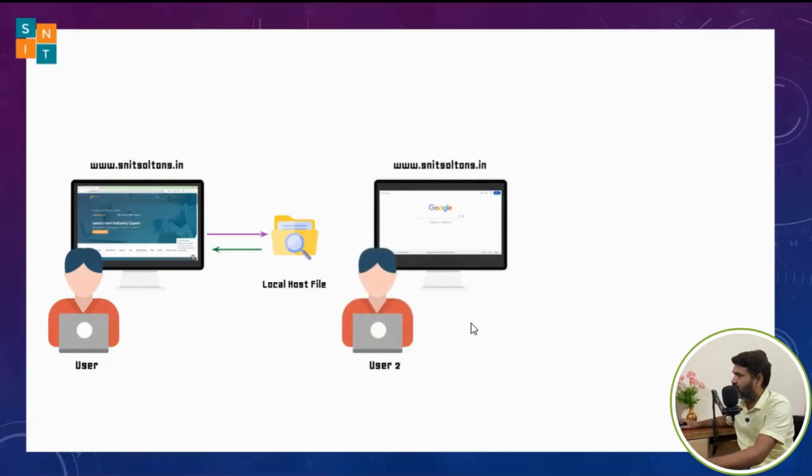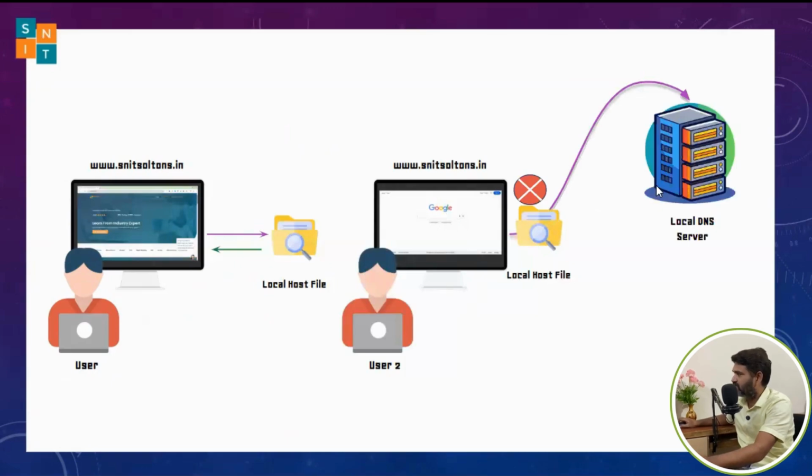and this information will not be found in this local host file, and again this request will be sent to the local DNS, and already this user one searched about this, right? So this is saved in the local DNS, and that is served for this user 2, and user 2 will get this snitsolutions.in website. And if it is not found in this, again it is forwarded to the ISP DNS, from ISP DNS to the root DNS, and from root DNS to the top level DNS, and from there it goes to the naming server, and this entire process will happen within a fraction of seconds.